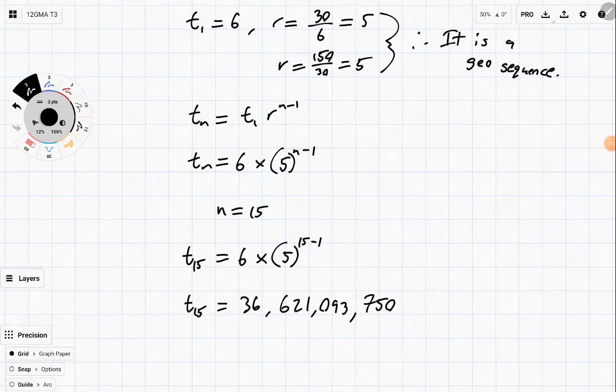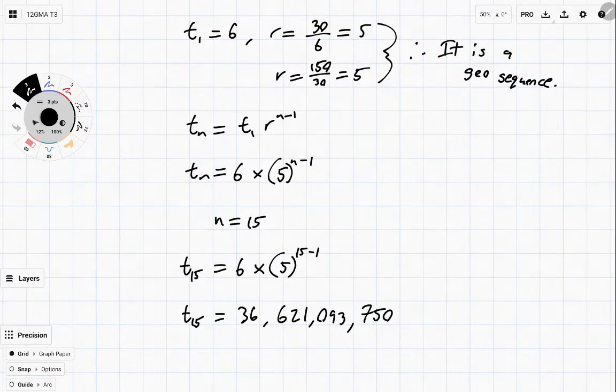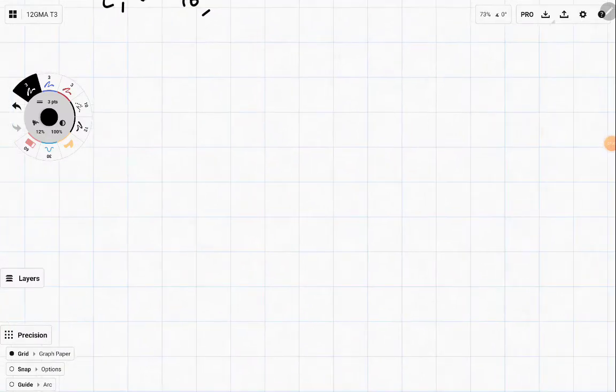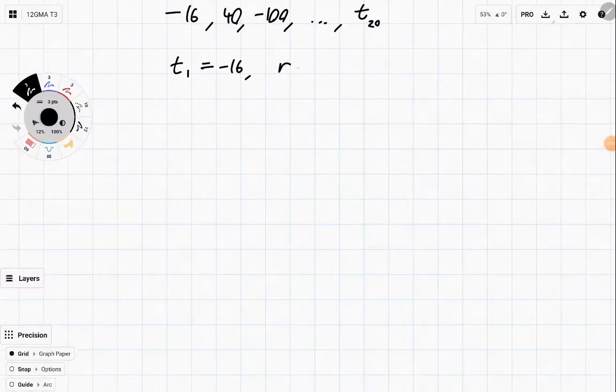We'll have a look at one more and then we'll be finished. Alrighty, so looking at this sequence, we've got negative 16, 40, negative 100, and so on. So T1 is just negative 16. The fact that it's switching between positive and negative means that R should be negative. Let's double check that. So R is equal to 40 over negative 16. That's equal to negative 2.5. Double check. Negative 100 over 40. That also equals negative 2.5. And we now know that it is geometric.